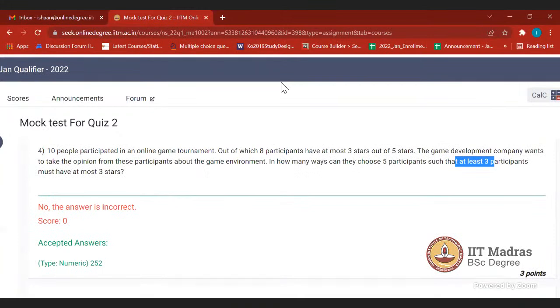Can you explain the 10C5 part again? Yes, sir. See, you have 10 participants, right? Out of which 8 have at most 3 stars, and 2 are of the others category. They don't have at most 3 stars.